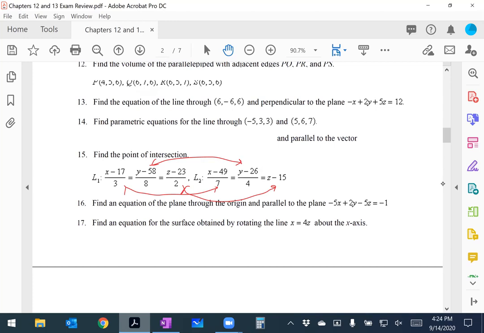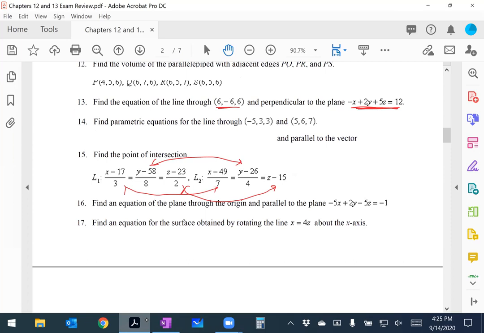Okay, next. Could we go over number 13 from chapter 12? If you could just explain how to do it, since it's the line through that point and perpendicular to the plane. Could you explain the conceptual part about it being perpendicular to the plane? Yeah, sure. So number 13, find the equation of the line through this point and perpendicular to this plane. So it's going to go through this point and be perpendicular to that plane.